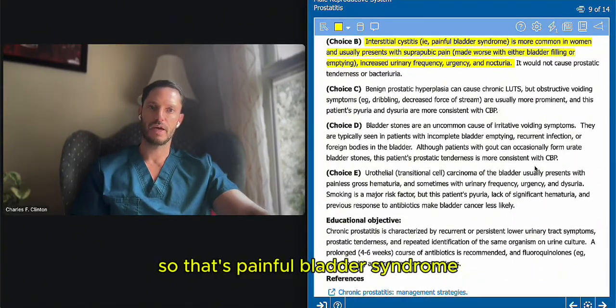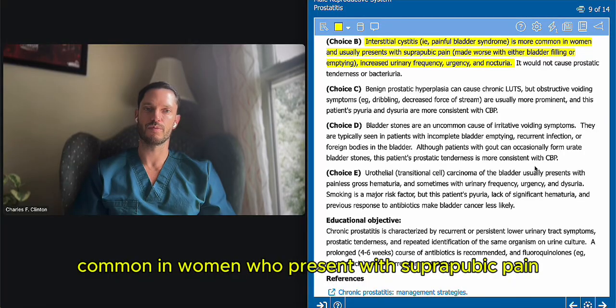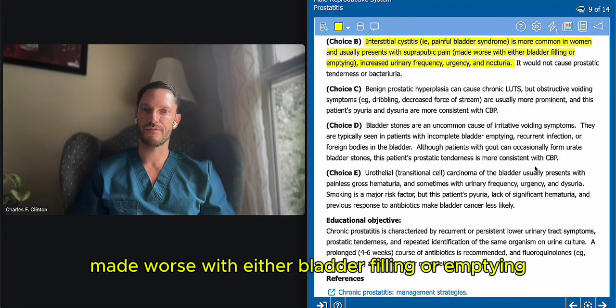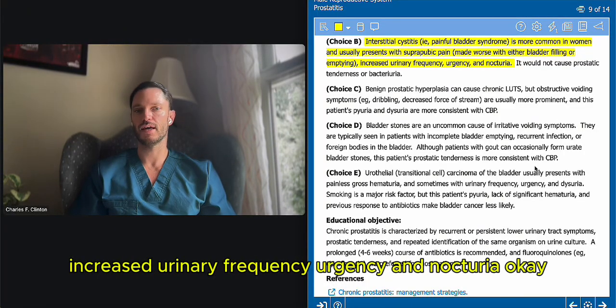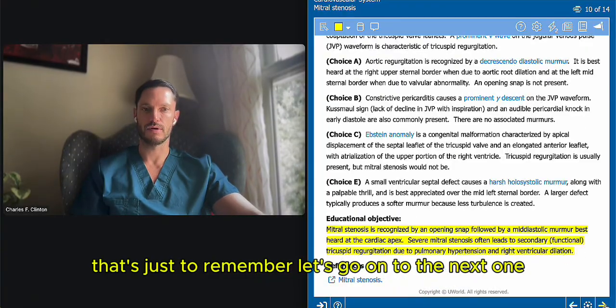Interstitial cystitis, so that's painful bladder syndrome, common in women who present with suprapubic pain, made worse with either bladder filling or emptying, increased urinary frequency, urgency, and nocturia. Okay, just to remember. Let's go on to the next one.